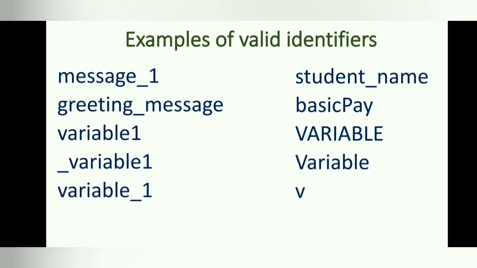Examples of valid identifiers: message_1, greeting_message, variable1, _variable1, variable_1, student_name, basicPay. Here P is in uppercase. VARIABLE, here all the letters are in uppercase. Variable, here first letter is in uppercase. V, valid but poor style.